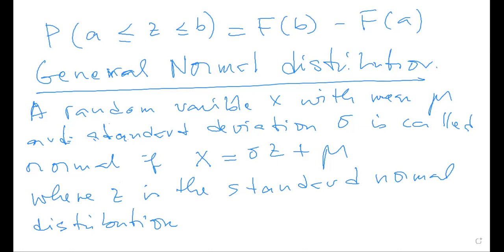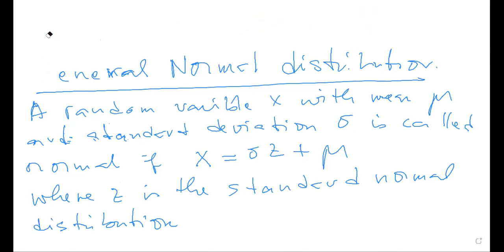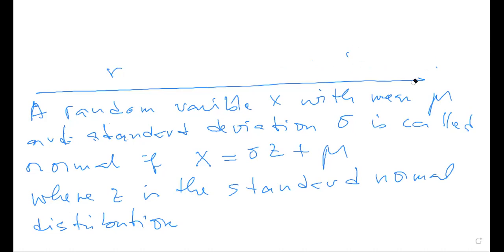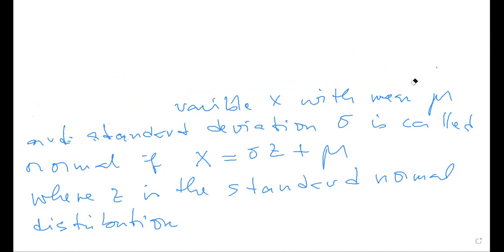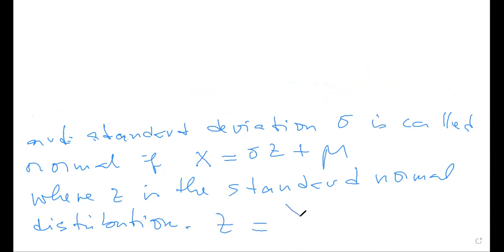In chapter 7, we are going to learn how to use the density function of the standard normal distribution to obtain the density function of the general normal distribution. You want to observe first here that Z is equal to X minus mu divided by sigma. In a lot of mathematics, you would have learned that this is called the standard score. It's also called the standard score.